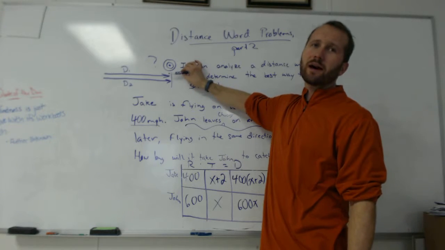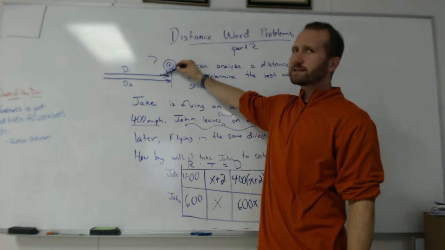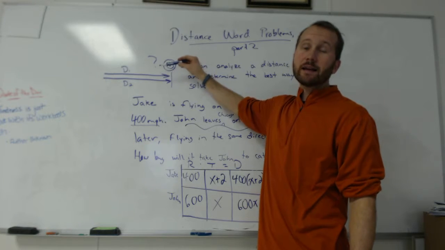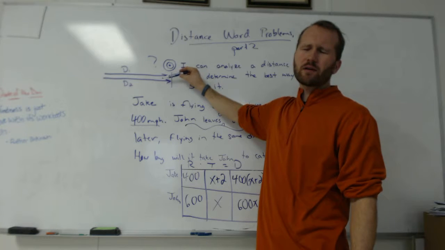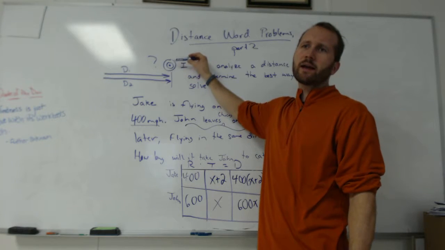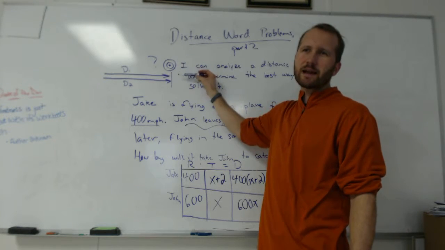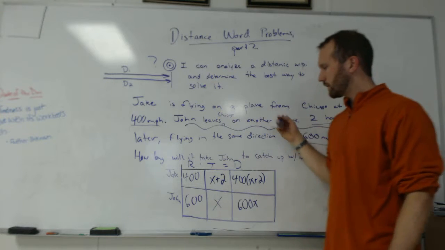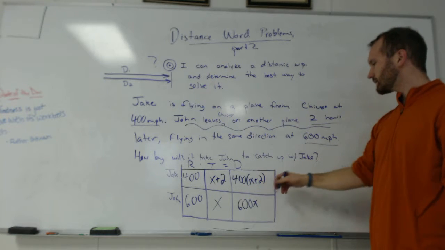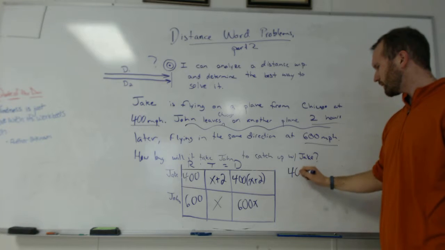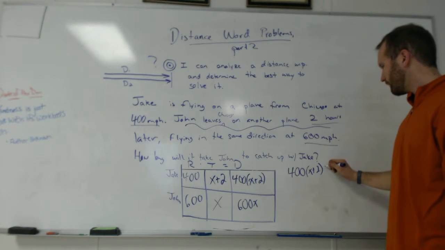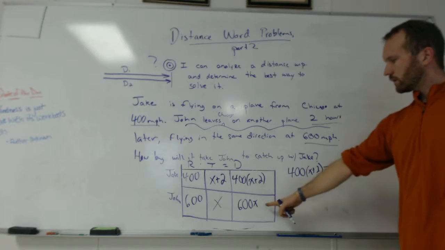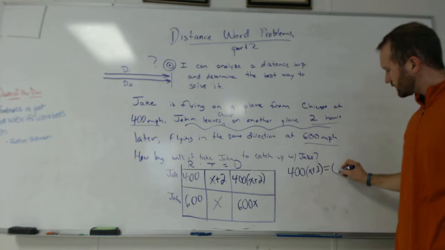What do I know? I know that Jake's distance has to equal John's distance. That's what I'm looking for. I'm looking for the time when they have gone the exact same distance. So I'm going to set Jake's distance, 400 times x plus 2, equal to John's distance, 600x.